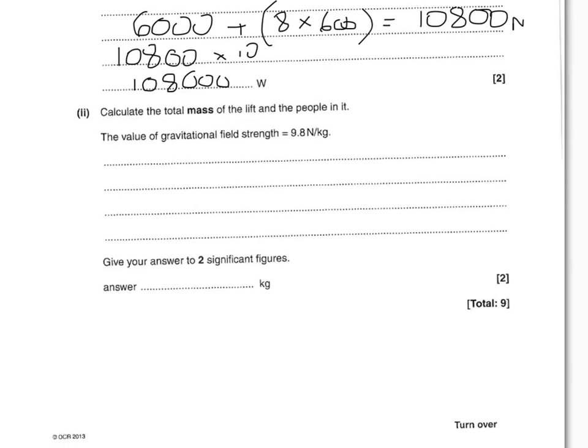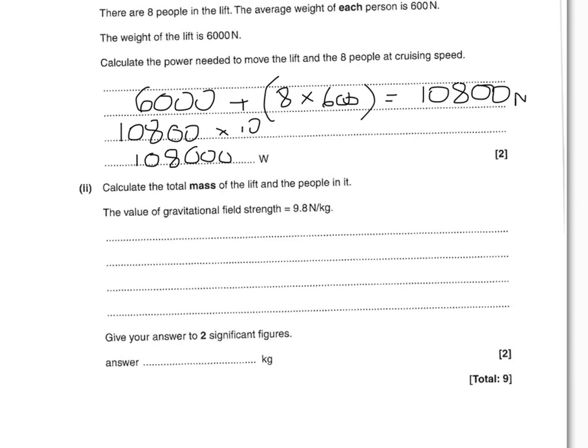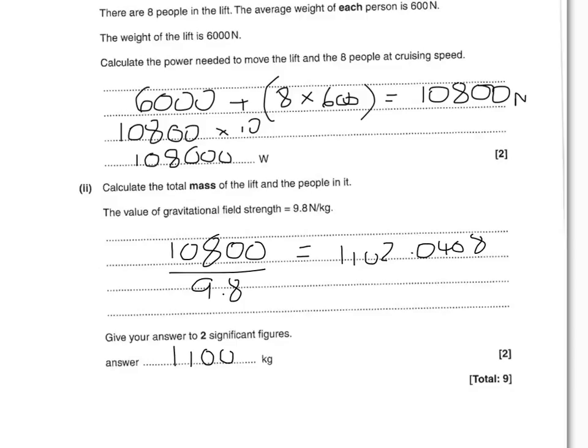Then calculate the total mass of the lift and the people in it. The value of gravitational field strength is 9.8 newtons per kilogram. So that's the force, 10,800, divided by 9.8, and to 2 significant figures, that's 1,100 kilograms. But this equals 1102.0408. Remember, the first significant figure is the first non-zero number, which is this 1. Second significant figure is the second non-zero number, which is this 1. Although any number after that first non-zero number is a significant figure, so this 0 is also a significant figure if you were to count it. So that is it to 2 significant figures.